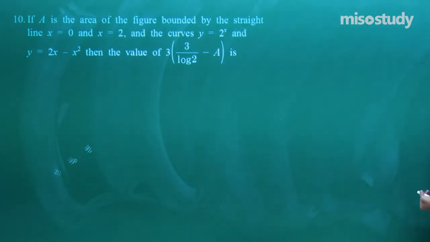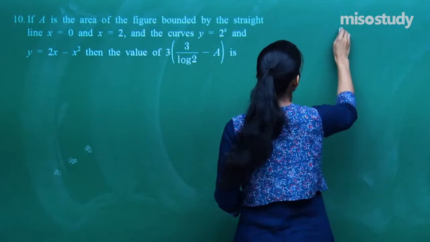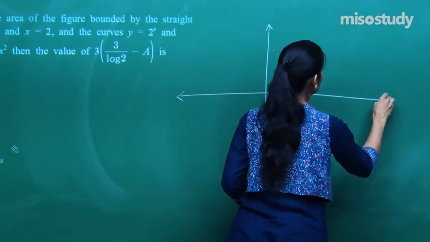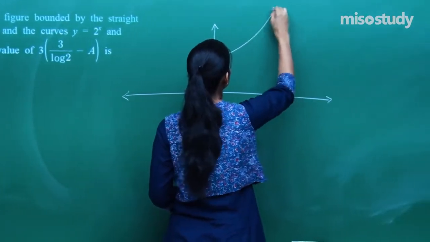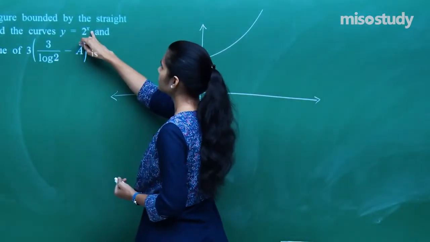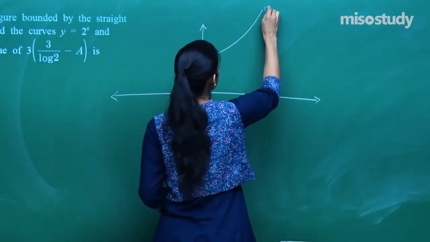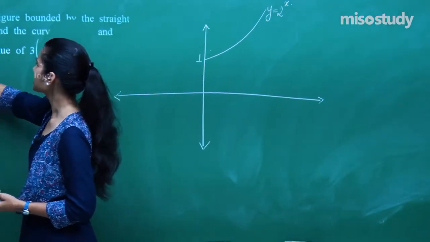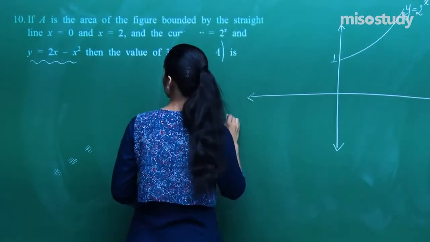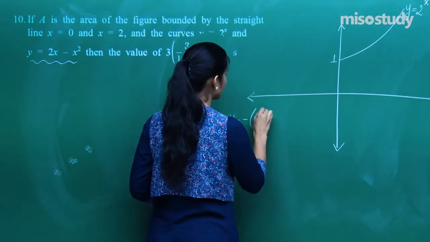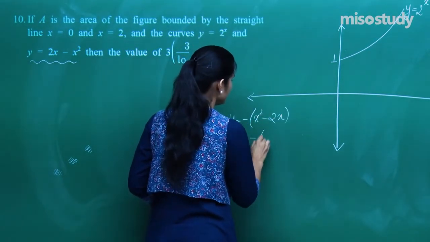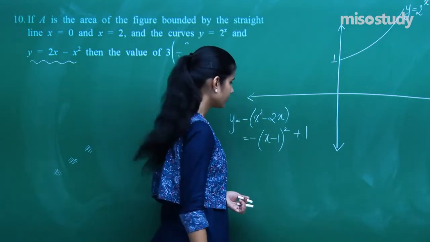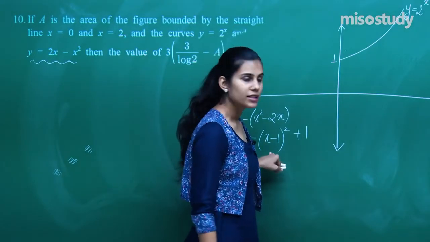Okay. So let's just try to understand. So y equals 2 to the power x, let me just plot it like this. This is 1 because at x equals 0, 2 to the power 0 is 1. If I talk about this curve, y equals 2x minus x square, I can write it alternatively as y equals minus of (x square minus 2x), which is minus of (x minus 1) whole square plus 1, right? Which is a parabola with vertex 1 comma 1.